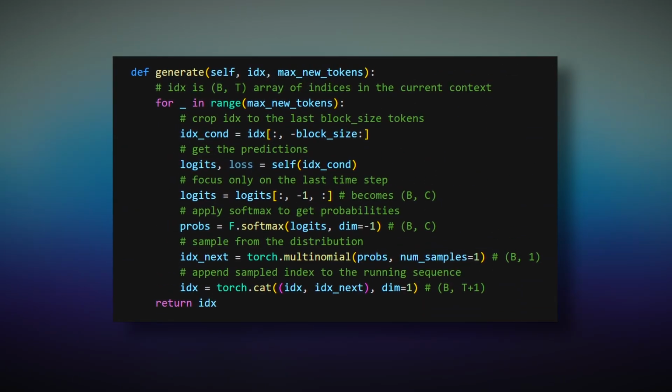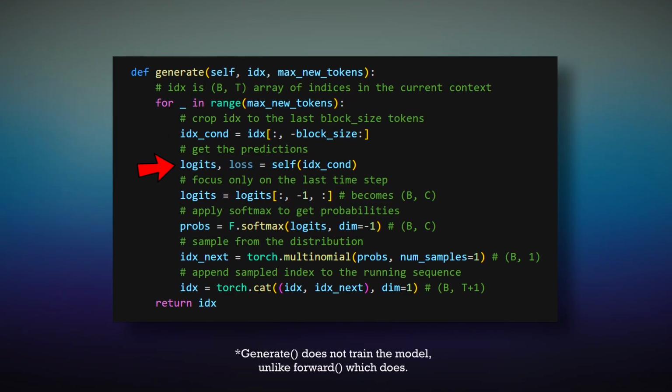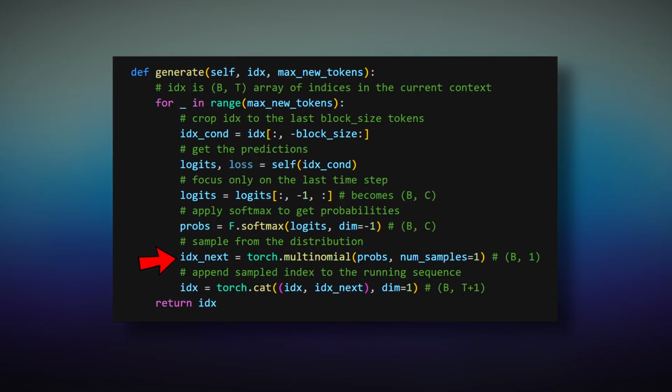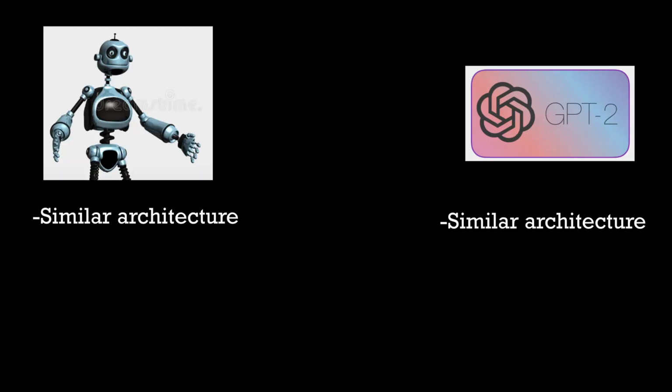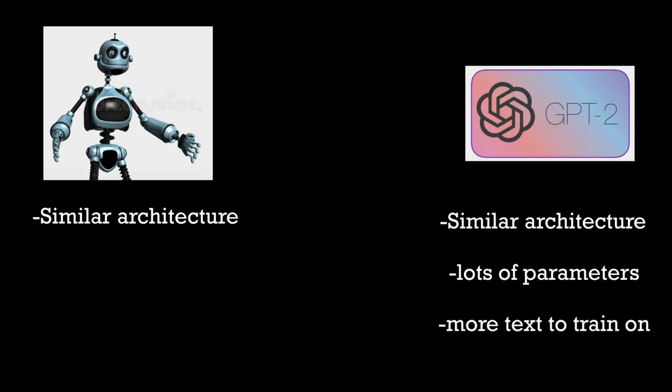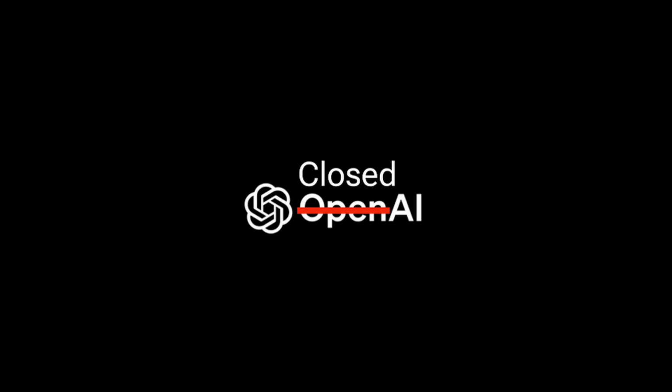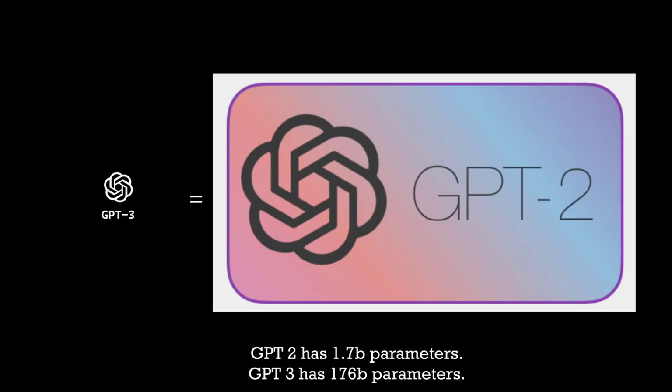In the generate method, we keep looping for the length specified in max new tokens to generate new tokens. All we really do is crop the context window to block size on a forward pass to get the probability distribution, pick a word from that probability distribution, and then repeat. Comparing our bot to GPT-2, they both have a very similar architecture, but GPT-2 has a lot more parameters and text to train on. Now, GPT-3 isn't open source, but from what I gathered online, for the most part, GPT-3 is just a scaled up version of GPT-2 with nearly 100 times more parameters.